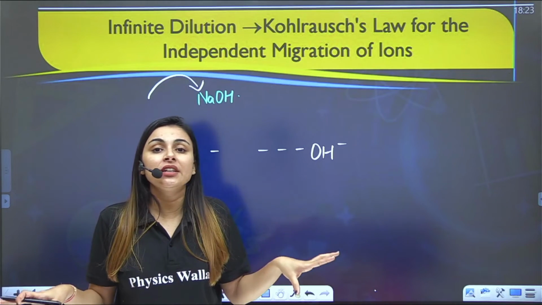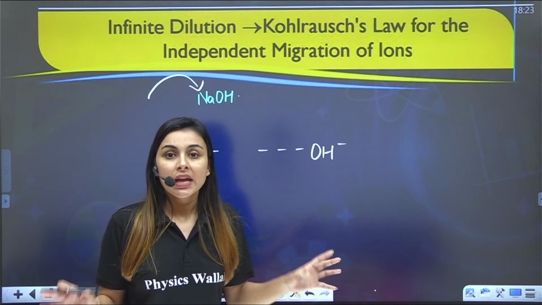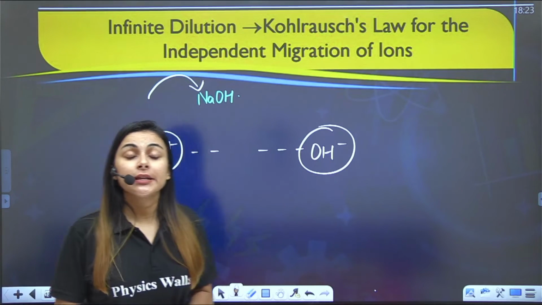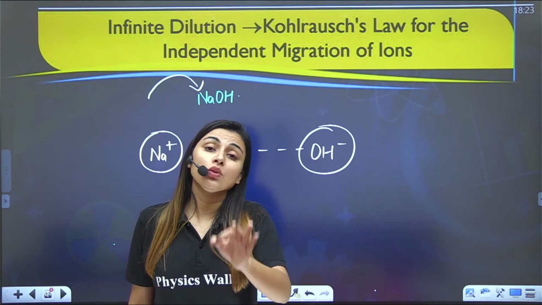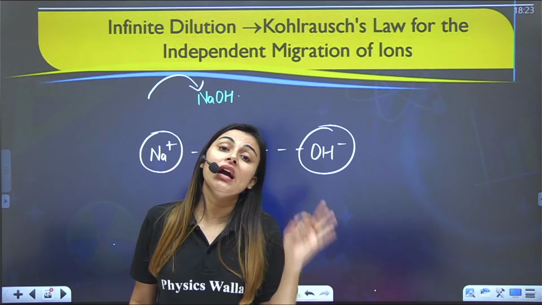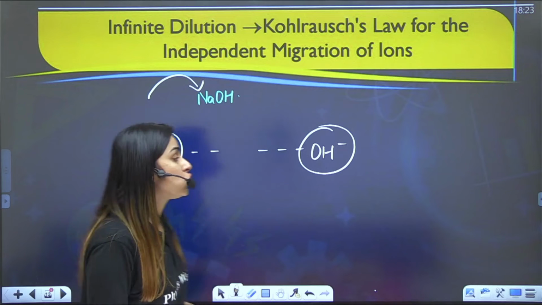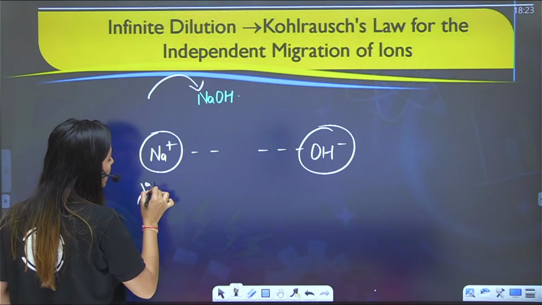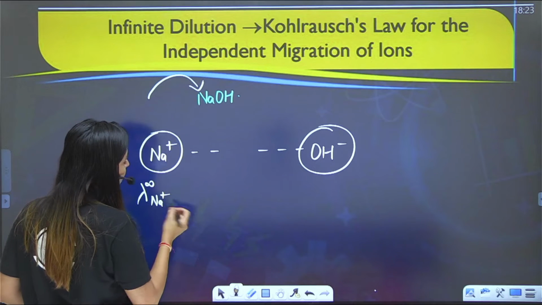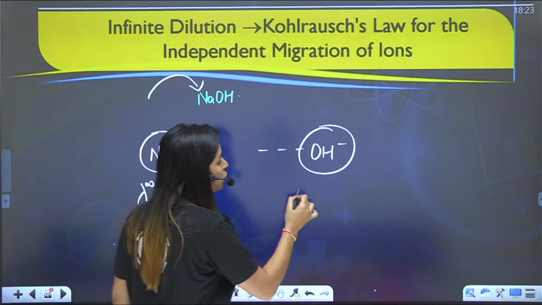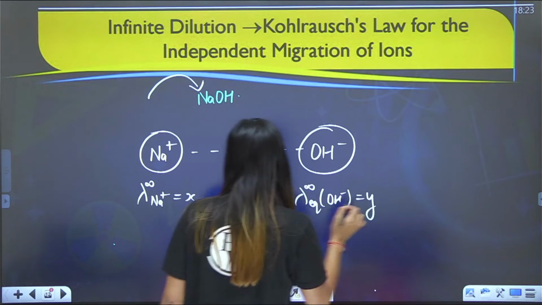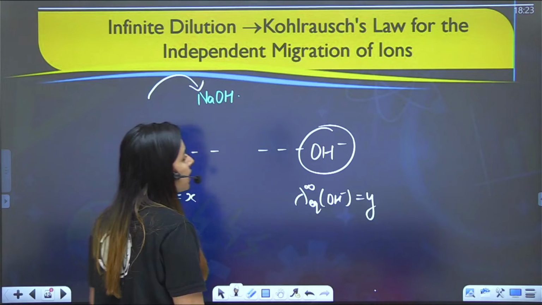Now they don't have any interaction, they are on their own, and at this particular point you can calculate their conductivities. So you can calculate the conductivities of individual ions at infinite dilution. So from here I can calculate the equivalent conductivity, or the limiting conductivity, of Na plus, let's say it is X. So my dear students, here also the limiting equivalent conductivity of OH minus, let's say it is Y. Now they have no interaction with each other.